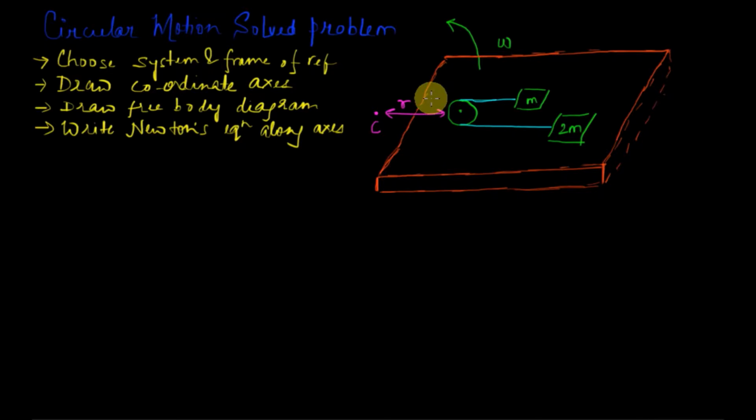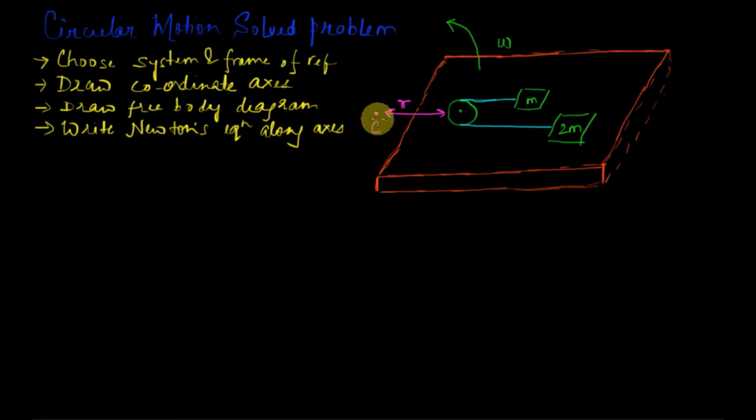So let's understand the problem first. There is a table as shown by this red line. This table is kept on the ground, and on this table a pulley is fixed. There is a string around the pulley. At one end of the string there is an object of mass small m. At the other end there is an object of mass 2m. This table along with this entire setup is rotating about a point C on the ground at an angular velocity of omega, right?